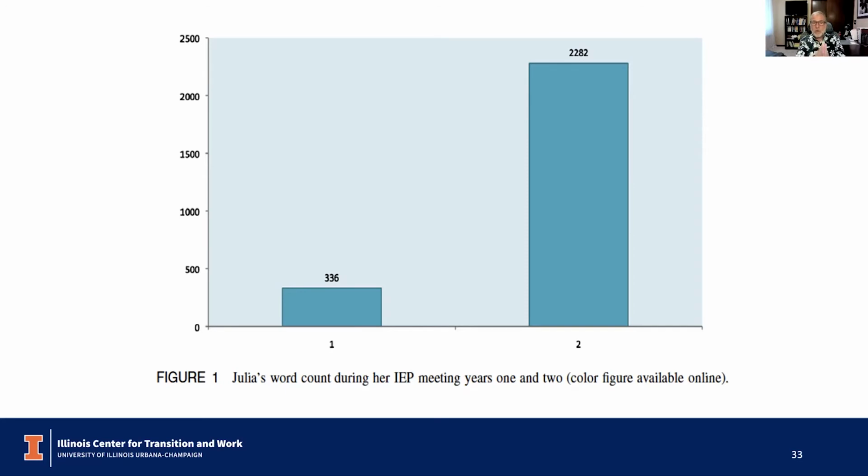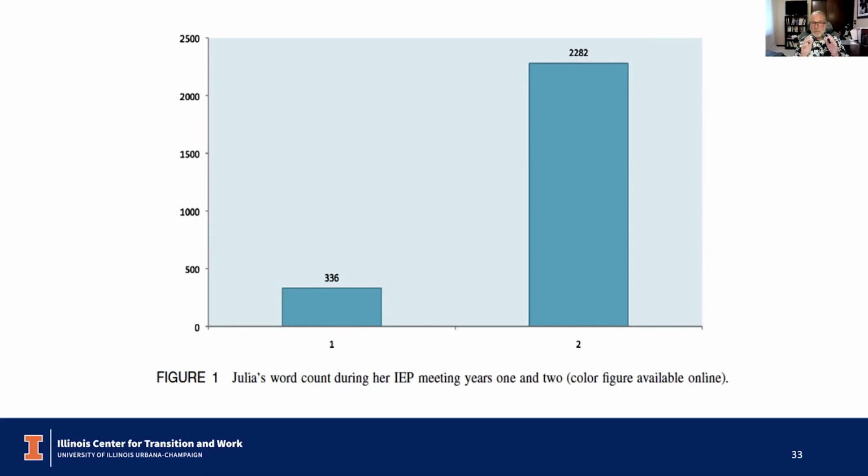She was a junior in high school then when she did that. And as you can see, she talked 336 words during her IEP meeting. Then by year 2, she realized the implications of being able to direct her own IEP meeting and to help plan for her life really came home. And look at this, she talked just shy of 2,300 words at her next IEP meeting.